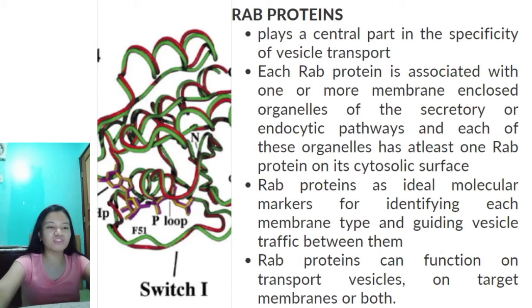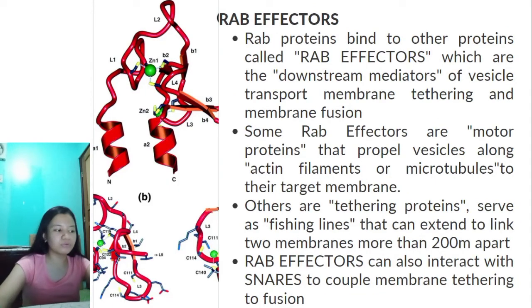Rab proteins, nagpe-play siya as a central part in the specificity of vesicle transport. So, each Rab protein is meron silang kalakip na one or more membrane-enclosed organelles in the secretory or the endocytic pathways. And each of these organelles is meron at least one Rab protein on its cytosolic surface. And then si Rab proteins naman, kino-consider siya as ideal molecular markers, which na-identify nito yung each membrane type and then nagka-guide nito yung vesicle traffic na nangyayari between them. So, yung Rab proteins naman can function on transport vesicles and on target membranes, or pwedeng both transport vesicles and target membranes.